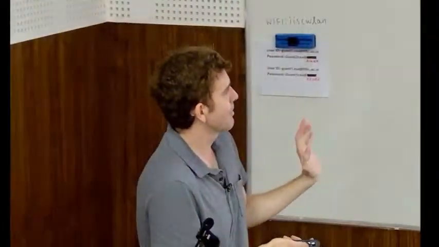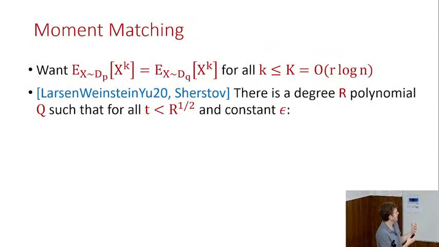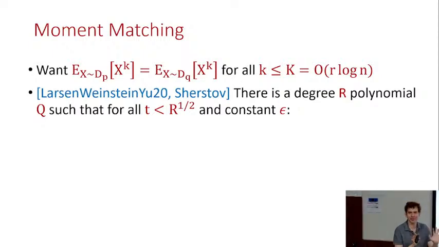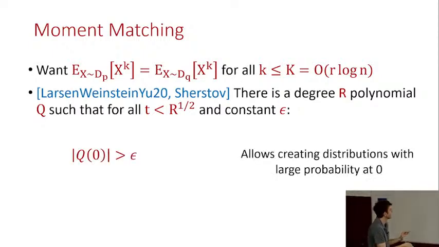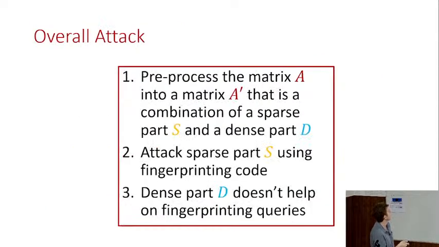So these distributions are constructed kind of carefully and cutely. There's an elegant result of Larsen, Weinstein, and Yu. If you want to look for ways of matching moments of distributions, look at that paper. There are some nice tools there that I don't have time to describe. So that's the overall attack that I described.